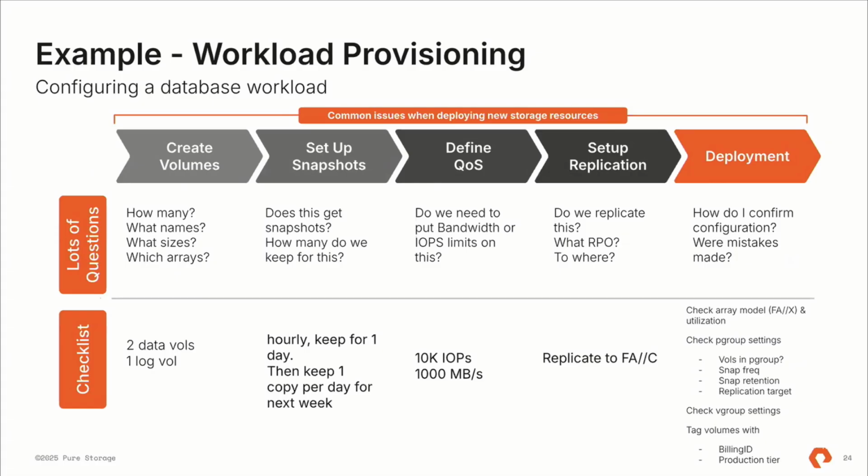So without Fusion, how would such a customer set up the guardrails? Invariably, they would come up with a checklist. Like we have a checklist for doing this, we have a checklist for doing that. So here's an example checklist for how you would provision a database workload.